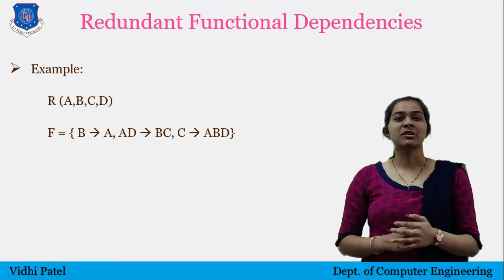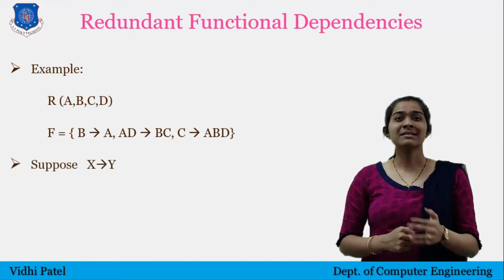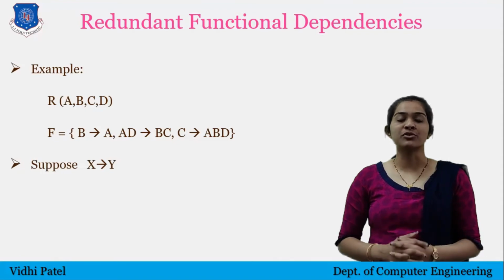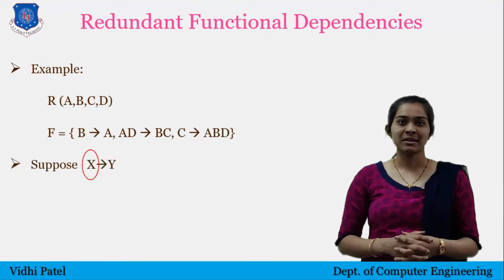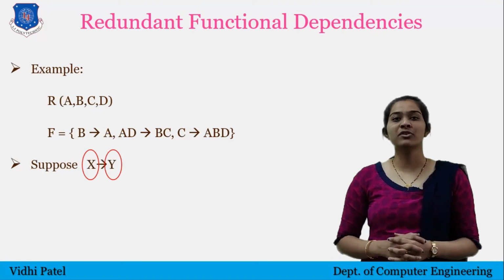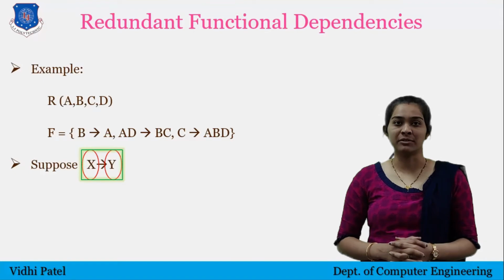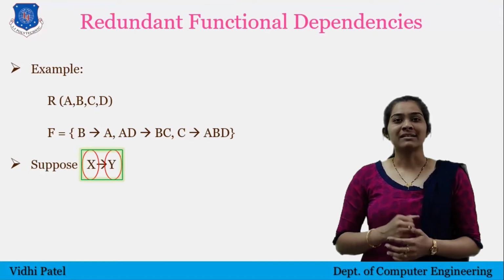Suppose we have a functional dependency X determines Y, where X and Y are sets of attributes, not a single attribute. So, there may be redundancy in the left hand side, meaning X is redundant, or there may be a redundancy in the right hand side, meaning Y is redundant, or the full functional dependency is redundant. We start checking from the right hand side attributes.